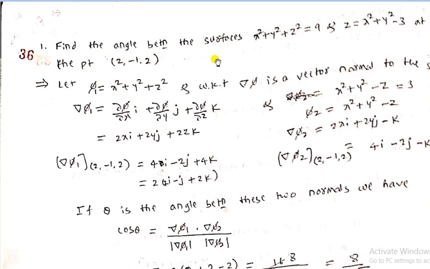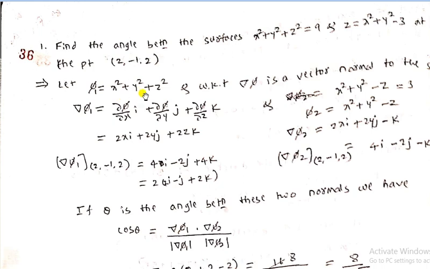Now the examples on angle between two surfaces. When two surfaces are given, then we find the angle between the two surfaces. So the first surface is x squared plus y squared plus z squared equal to 9, and z is equal to x squared plus y squared minus 3, at the point 2, minus 1, 2. So first, for the solution, we take the two surfaces as phi 1 and phi 2.